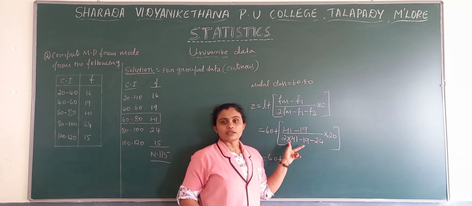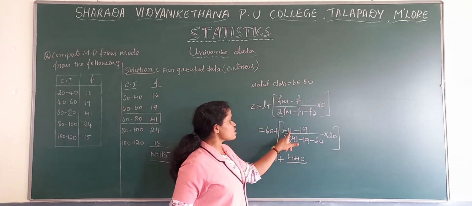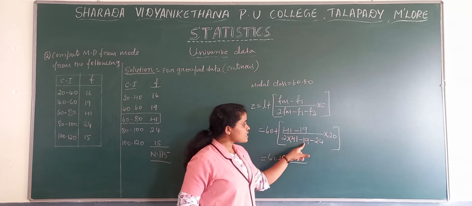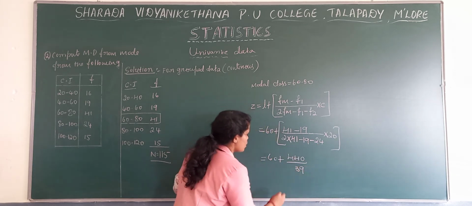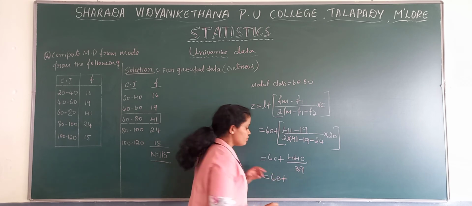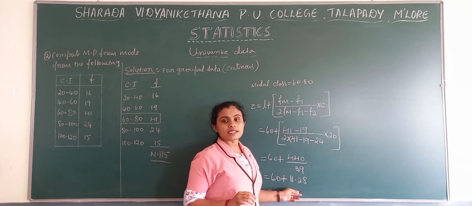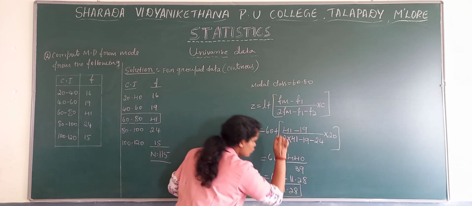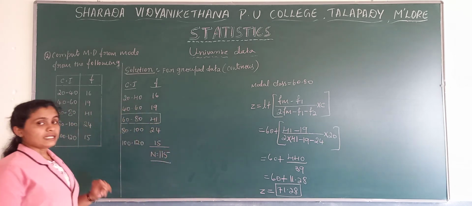Now 60 plus (41 minus 19) into 20, which gives 440, divided by 2 into 41 minus 19 minus 24, which gives 39. So we get 60 plus 440 by 39, that is 11.28. So we get the mode value as 71.28. That is, Z is equal to 71.28.